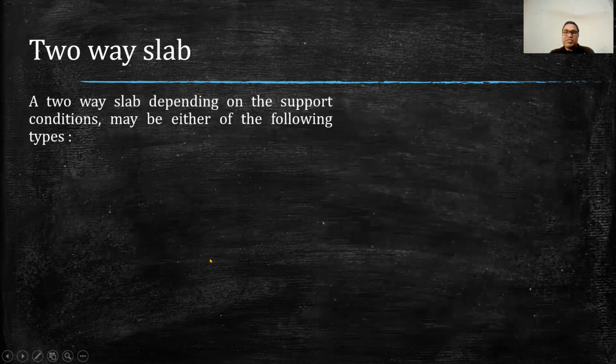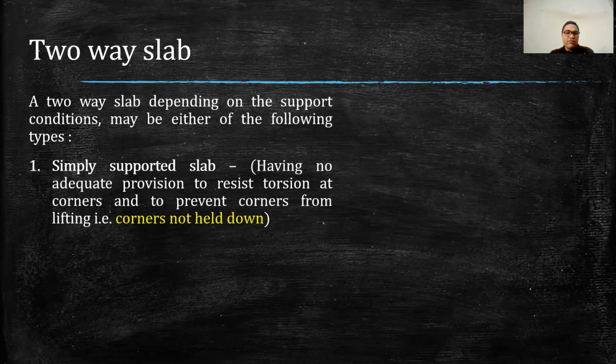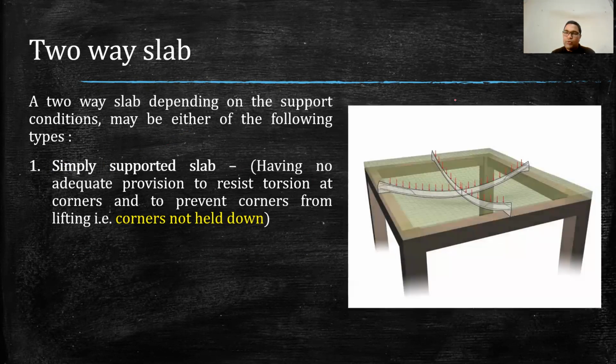Now, further, two-way slab can be classified into two categories. One is the simply supported slab that we have covered in the previous lecture. In this, the corners of the slabs are not held down, which means if the load is coming like this, the corners will lift up. There is no provision to prevent this lifting of the corners of the slab. This kind of slab is generally used in single story houses. So that is the simply supported slab.